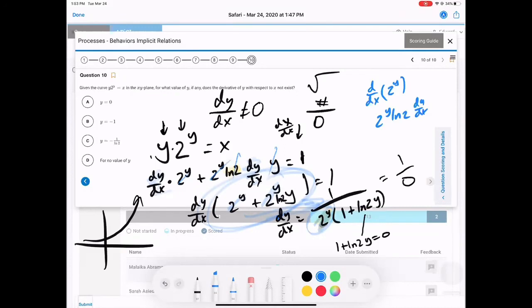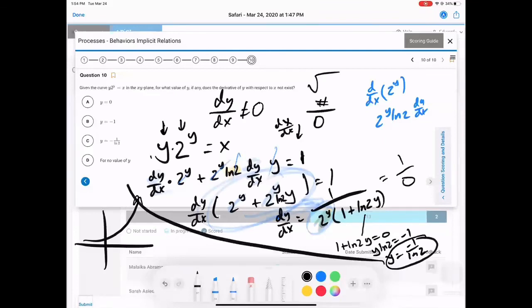Thank you, Maddie. And then we're going to finish this by solving for y. When will this ever become 0? Natural log 2 times y is equal to negative 1. y is equal to negative 1 over ln of 2. That's the only time this will ever be 0 on the denominator. This is the only time we end up dividing by 0. And turns out that's our answer here.